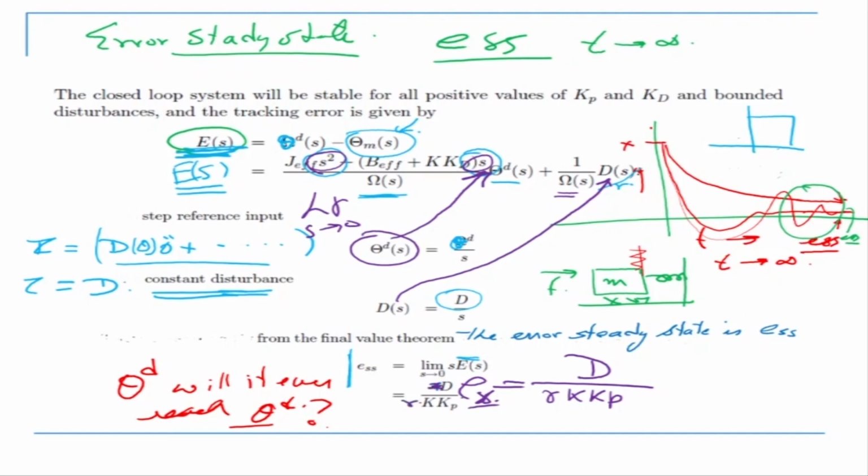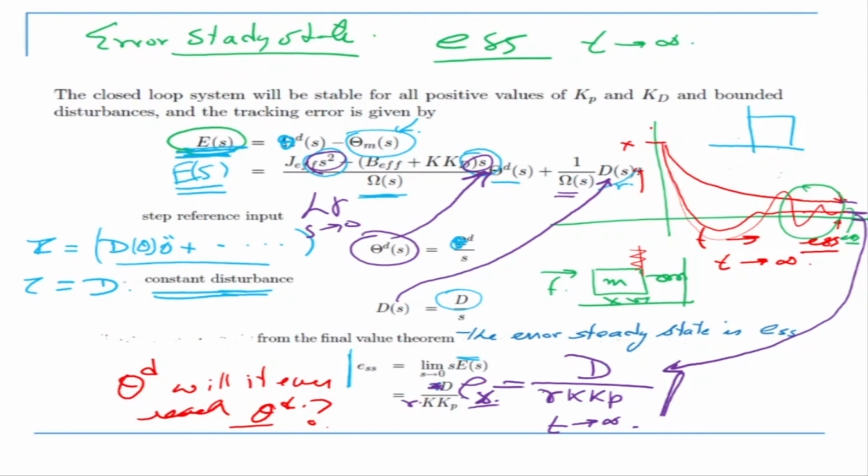Now what does this mean? This is an error steady state, which means as time is going to infinity, this error will always be there. This error is never going to become 0. Which means that in a PD controller, this line will never go and meet that line. There will always be some error. How much error is there? This much error is there, always, irrespective of what you do.